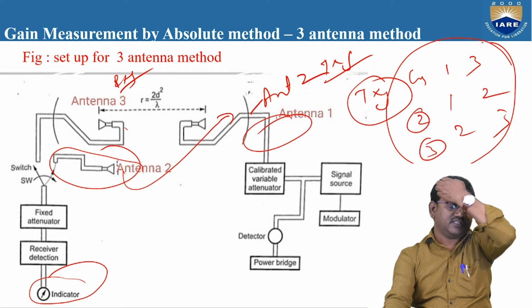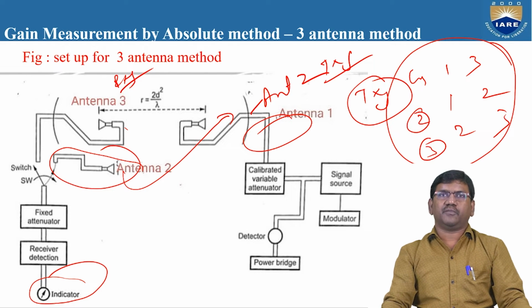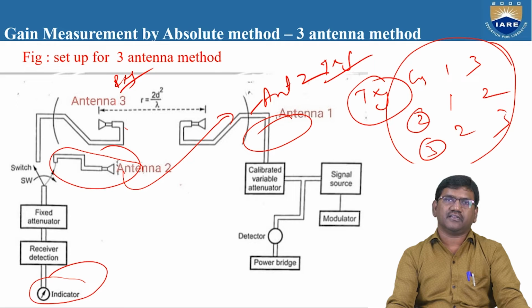For these three cases, by joining antenna 1 and antenna 3, antenna 1 and antenna 2, and antenna 2 and antenna 3, we need to record the amount of power received at the receiving antenna.